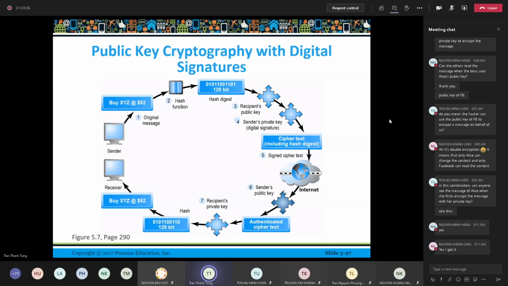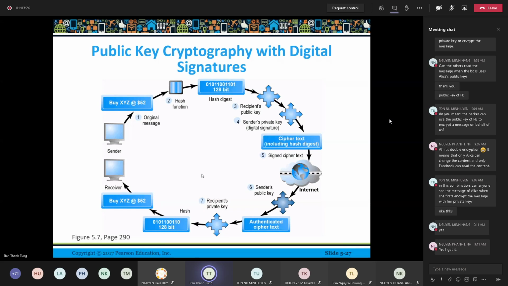and then the recipient will use the sender's public key to decrypt the message first, and then they use the private key of the recipient to decrypt the message. Finally, they get back the result.